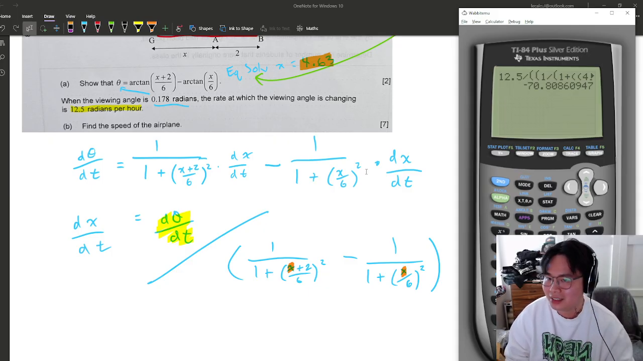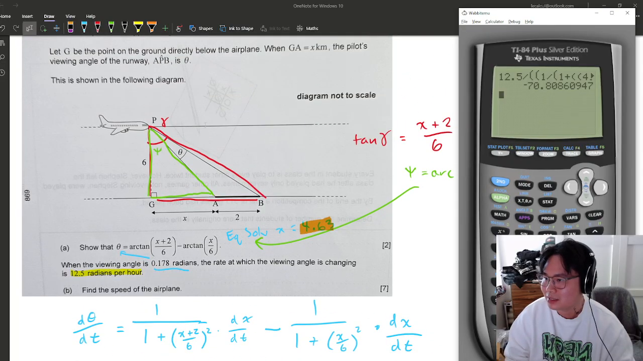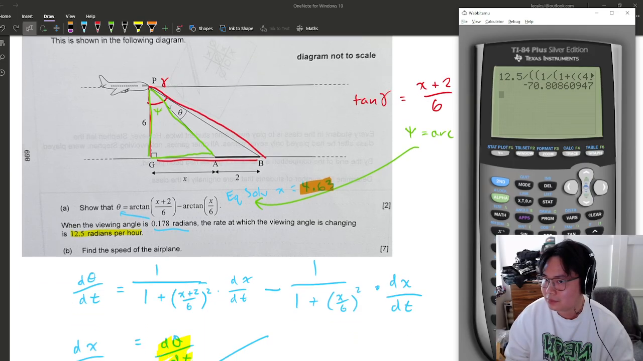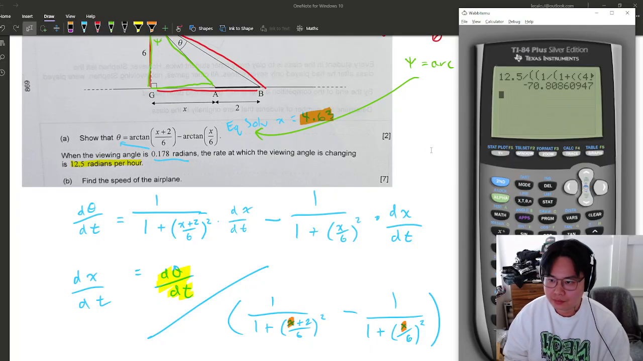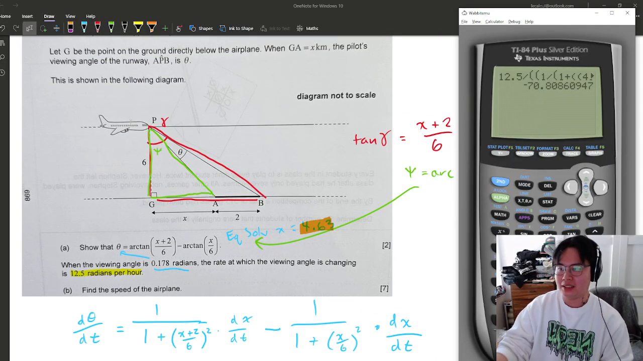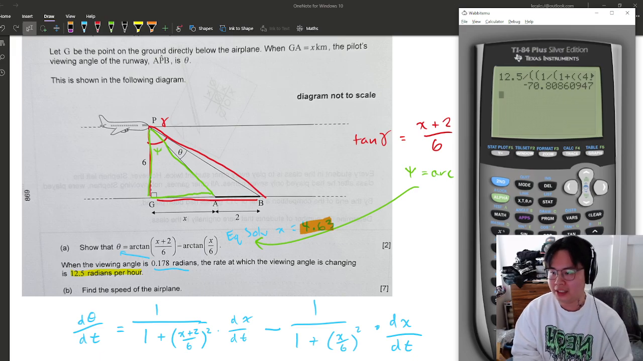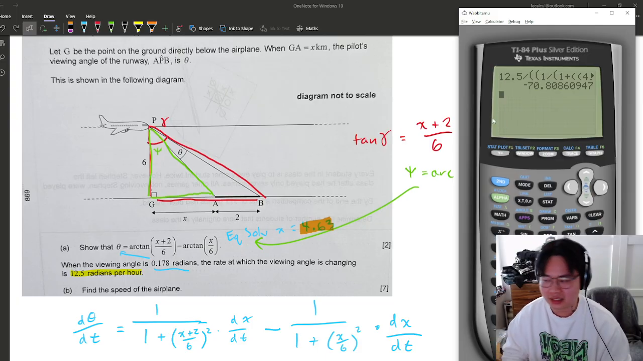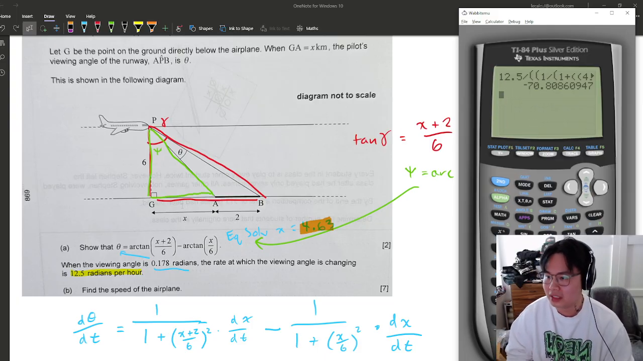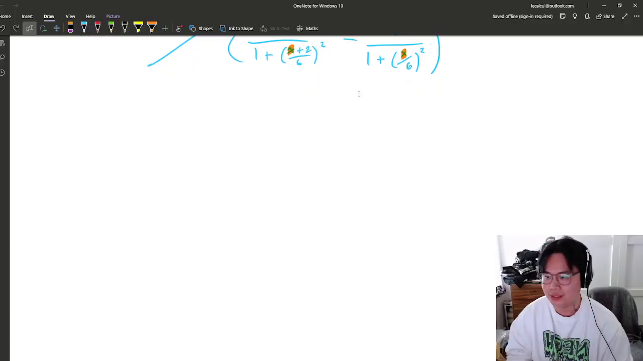Why did I get negative? Oh yeah, okay, that makes sense. Because as the plane is approaching the runway, the distance x is shrinking, so that's a negative. So I'm just gonna say that this is correct. And this is like 70 kilometers then, yeah?